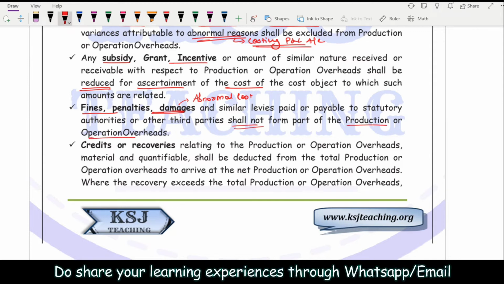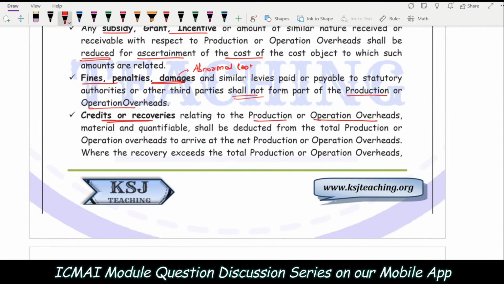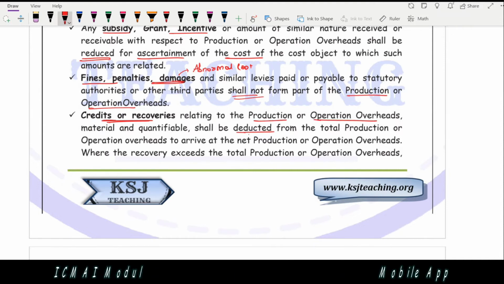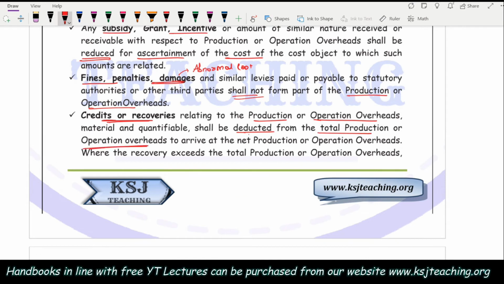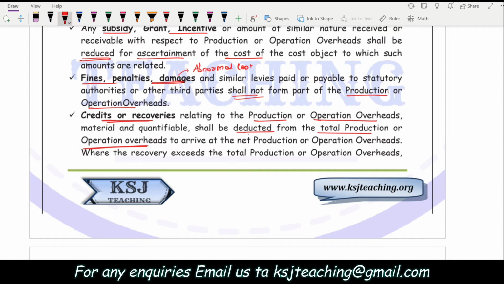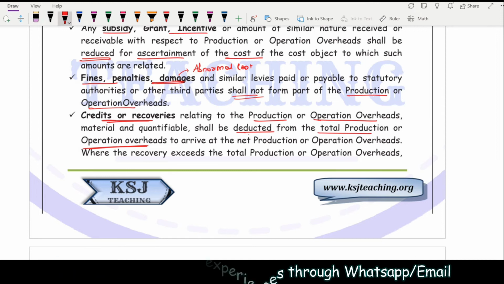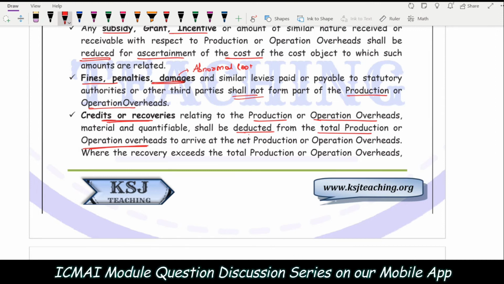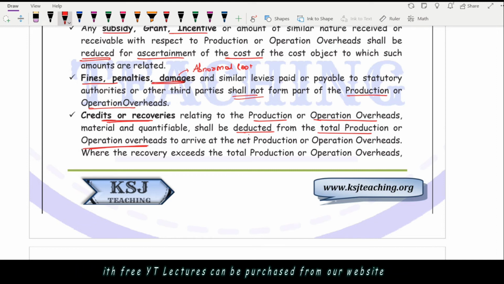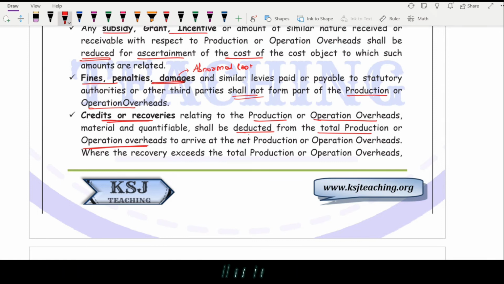So credits or recoveries relating to production or operation overheads shall be deducted from the total production or operation overheads, right? If there is any cost which can be recovered later on, for example, there is a question in this CMA module where crates are given. Let's say the bread goes in crates to the various shops, and when the shop owner returns that crate, he is paid that money, right?